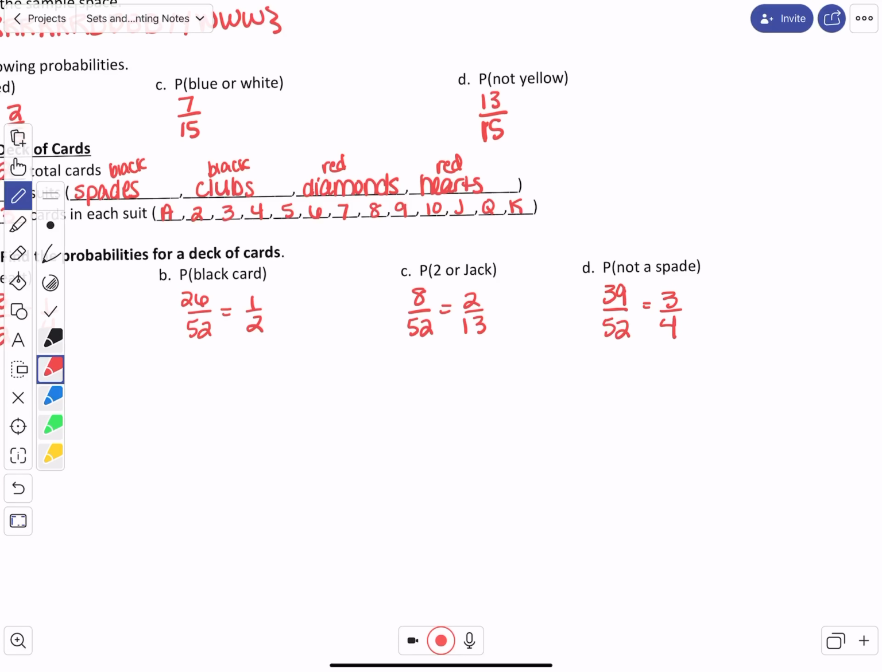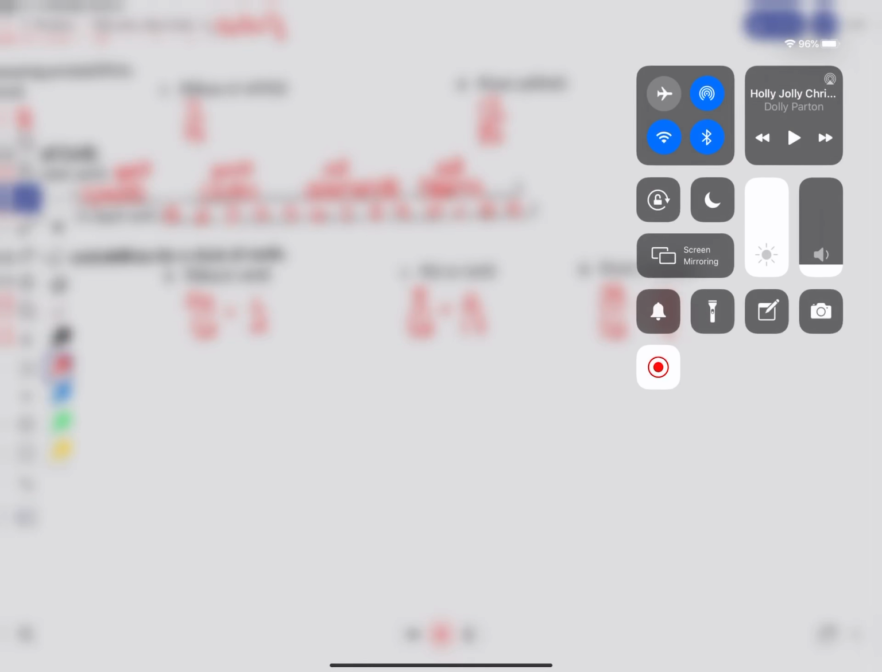So that concludes our notes, our first section on probability.